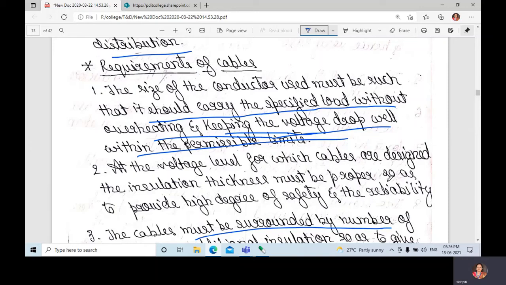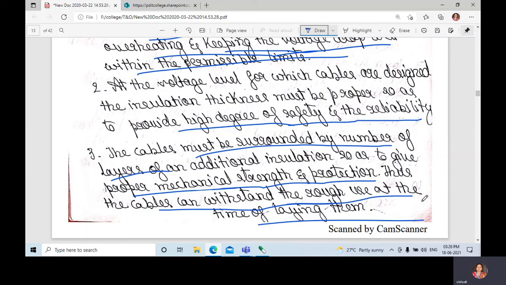The proper insulation should be good for underground cables, because we are laying them underground. Due to chemical reactions it may get affected, so it should have more layers, and the thickness of the insulation should be more. The insulation thickness must be proper so as to provide a high degree of safety and reliability.